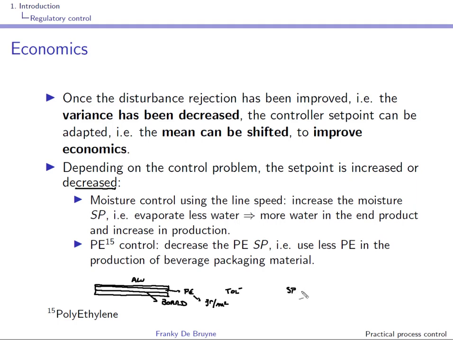He will say, well, I'll take the minimum tolerance and I'll add now 3 times the standard deviation that I see on my measurement of PE. So if the producer, through a better disturbance rejection, can decrease sigma, you can see that the set point here using this formula will be decreased.